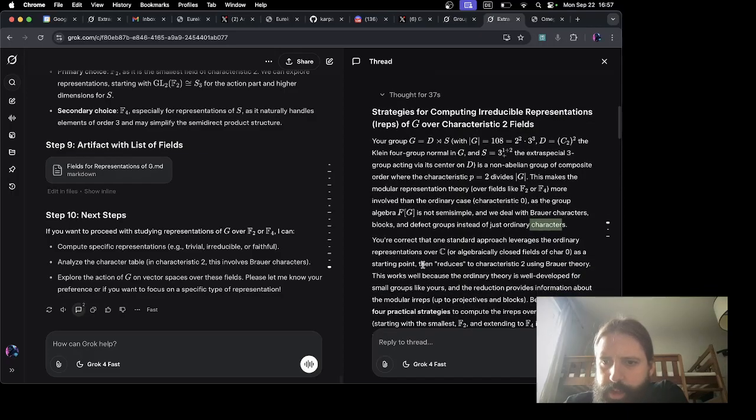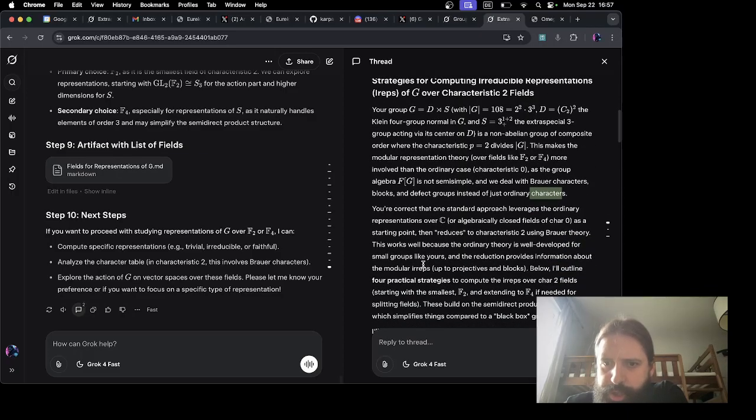You're correct. The one standard approach leverages the ordinary representations over C or algebraically closed fields of char 0 as the starting point, then reduces to char 2 using Brauer theory. This works well because the ordinary theory is well developed for small groups like yours, and the reduction provides information about the modular IBrs, projectives, and blocks. Below, I'll outline 4 practical strategies to compute the IBrs over char 2 fields.